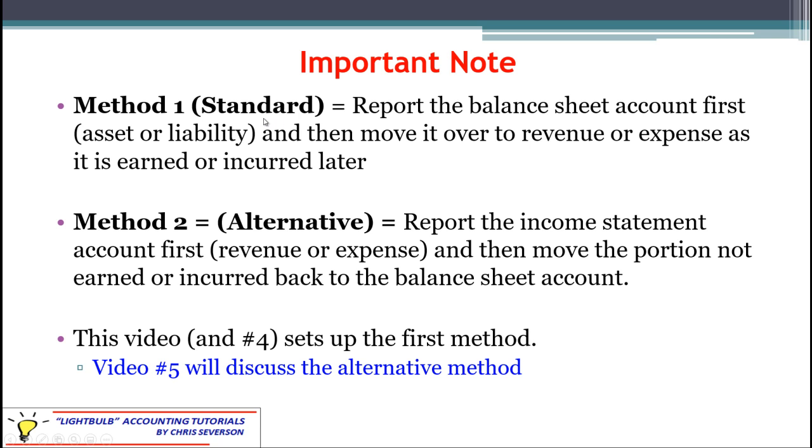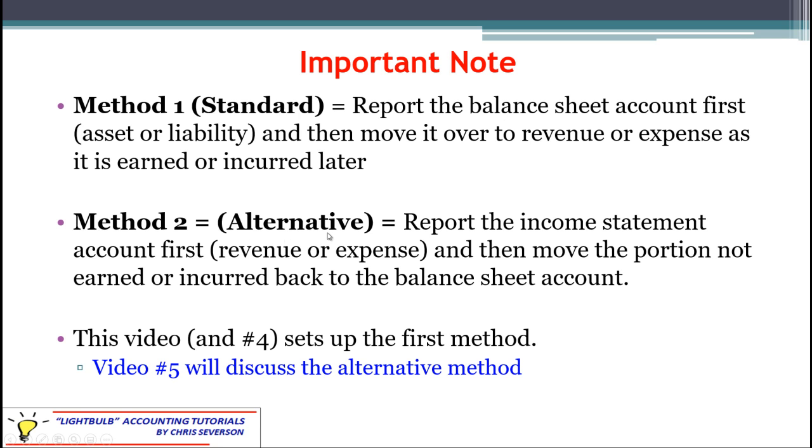So method one, the standard method, the most common method of all, is that when you first receive cash for something, if it's a prepayment of something you're going to earn later on, or when you first pay cash for something that you're going to use up later, method one says let's put it in the balance sheet account first, either the asset or liability, and then at the end of every period, we're going to take a look at how much of this revenue have we really earned, or how much of this expense have we really used up. And that's when you move it over to revenue or expense. So you start off on the balance sheet, move things over to the income statement.